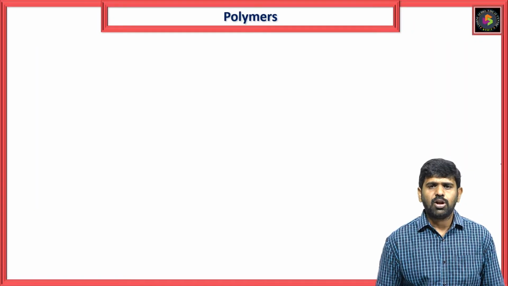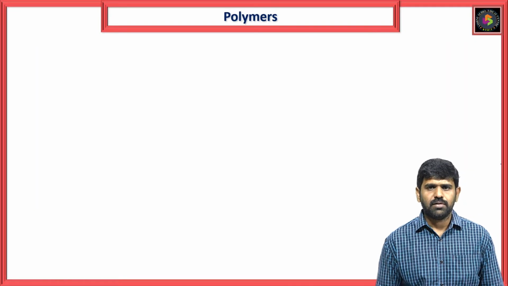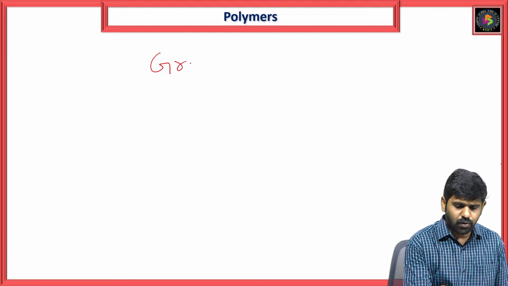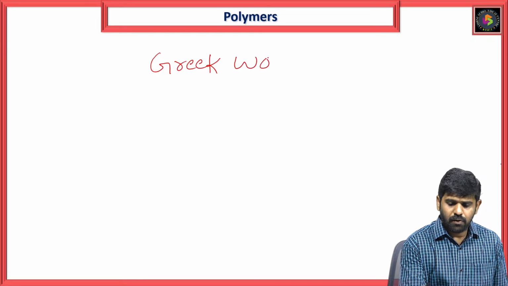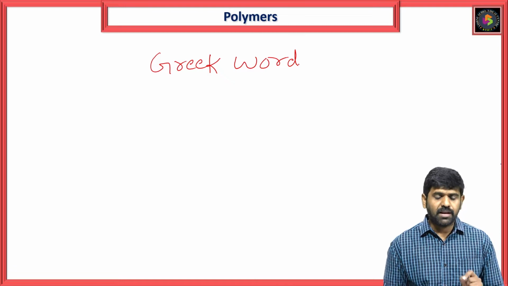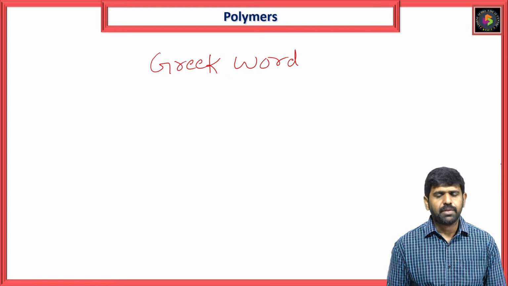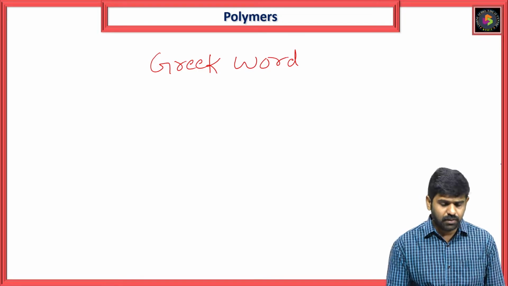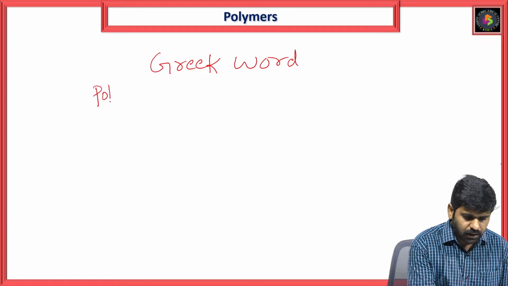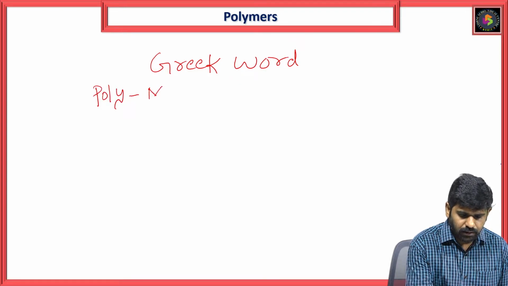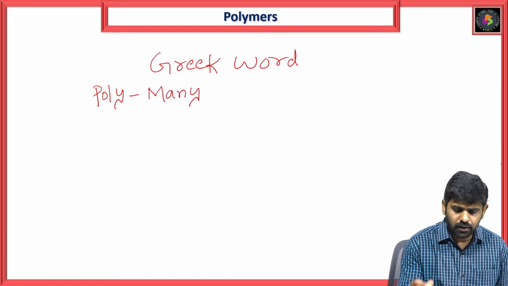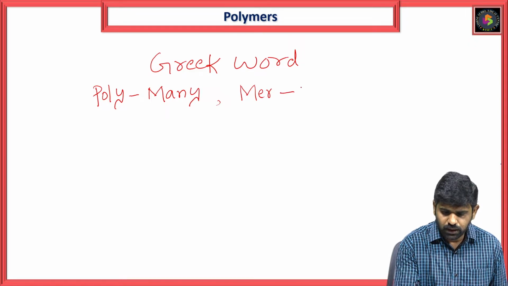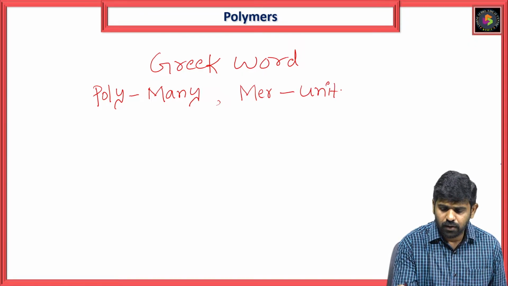So, today we'll discuss polymers. We all know that polymer is a Greek word. In Greek, poly means many and mer means unit or atom.